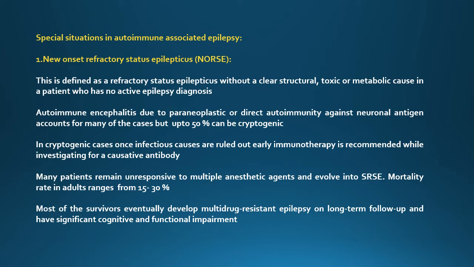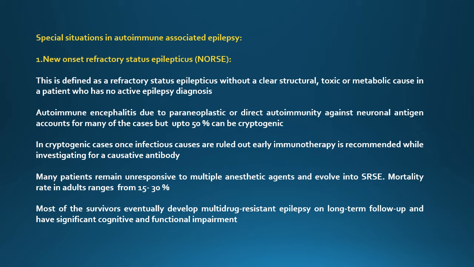Special situations in autoimmune associated epilepsy. New onset refractory status epilepticus, or NORSE. This is defined as a refractory status epilepticus without a clear structural, toxic, or metabolic cause in a person who has no active epilepsy diagnosis.